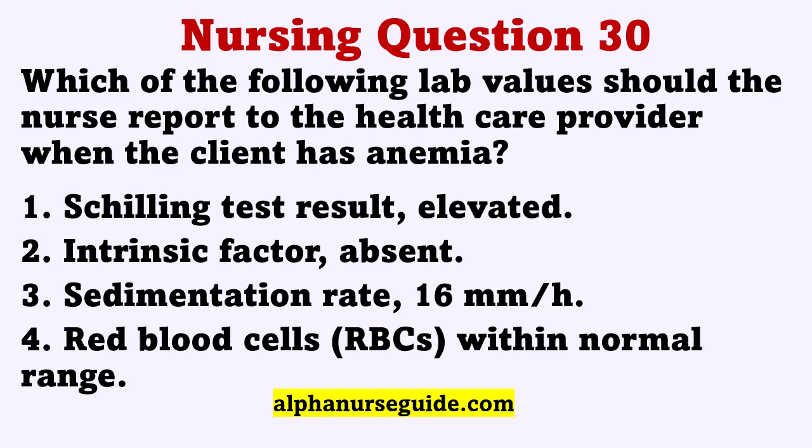A sedimentation rate of 16 millimeters per hour is normal for both men and women and is a non-specific test to detect the presence of inflammation. It is not specific to anemias. An RBC value within the normal range does not indicate an anemia.